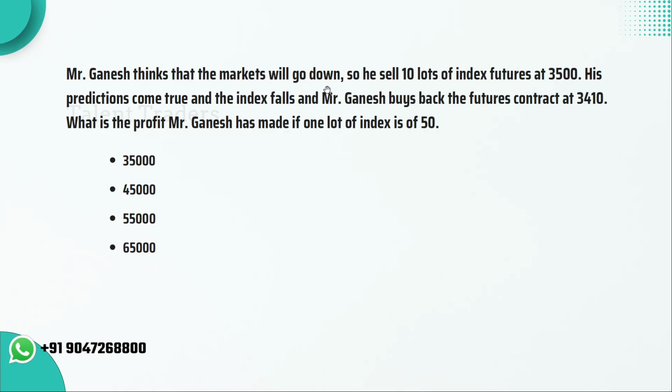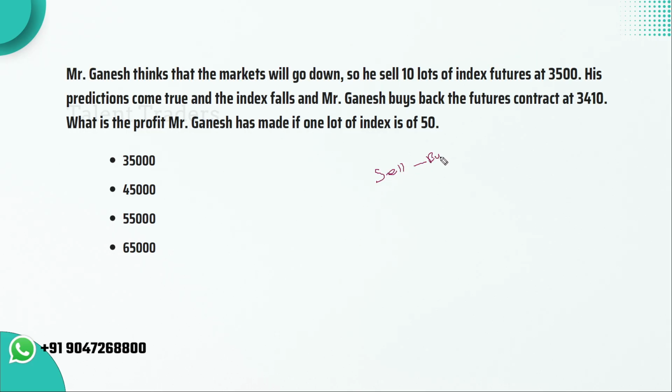And he thinks the market will go down. He sells 10 lots of index at 3,500. His prediction comes true. Index falls. Ganesh buys back. What is the profit or loss? Here again, sell minus buy. So whatever has happened, you can use this formula.